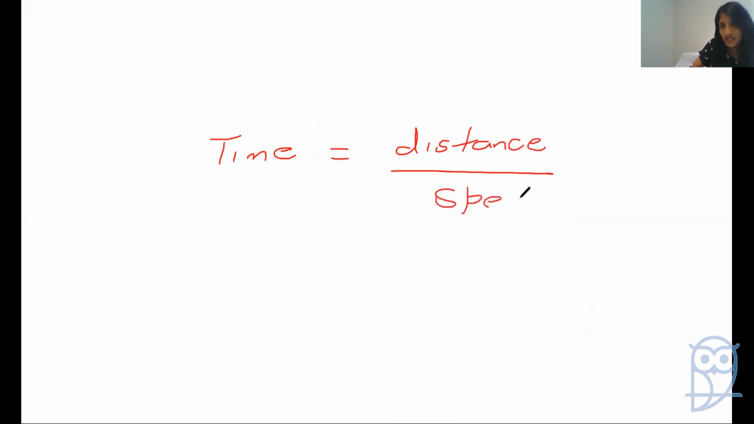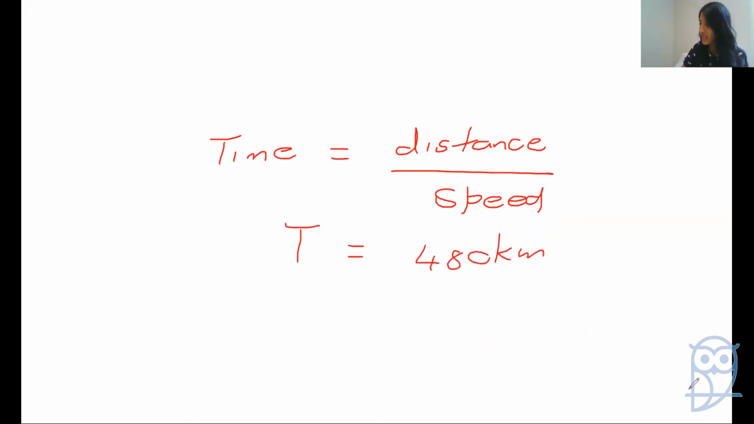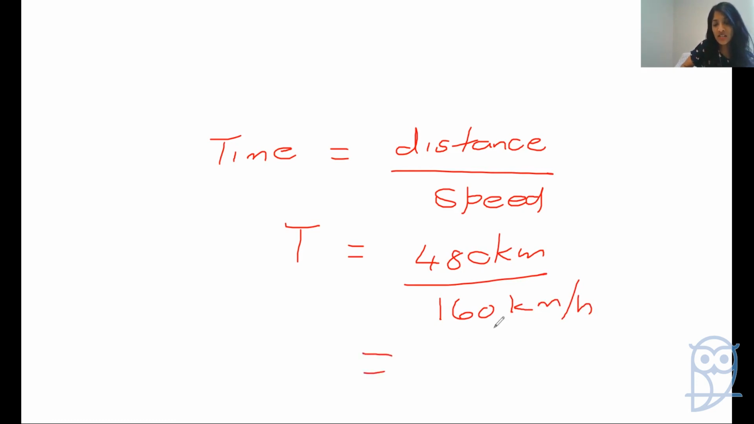Okay, and what is the distance? Distance is 480 kilometers. And the speed that they're traveling at is 160 kilometers per hour. Okay, and if we divide 480 by 160 kilometers, we'll see that it takes the train 3 hours to arrive at its destination, to finish its journey.